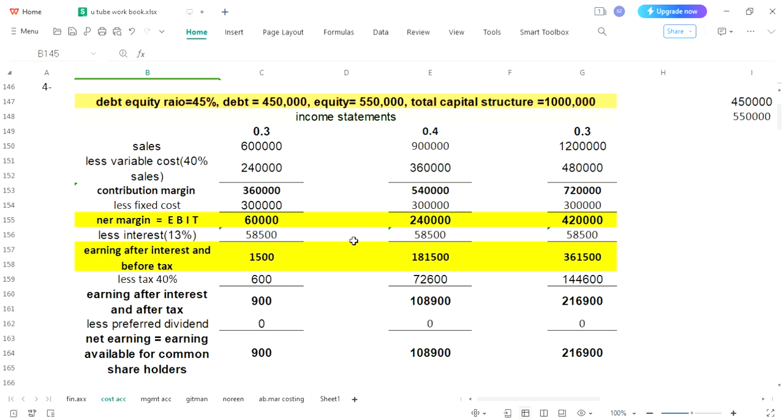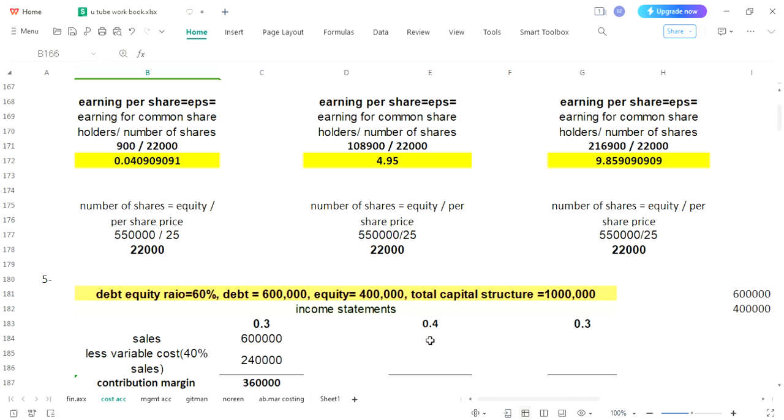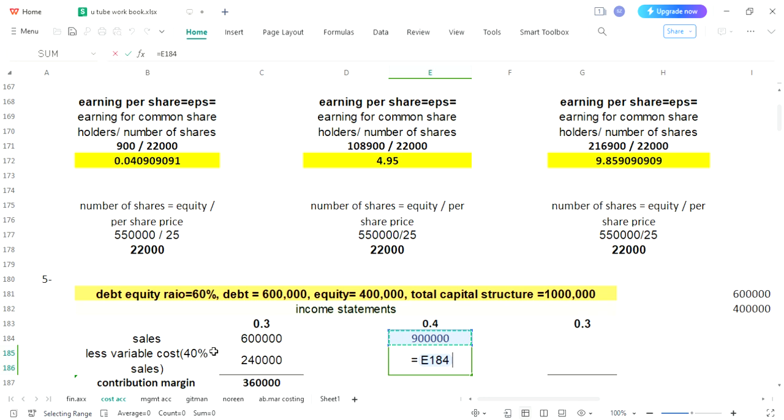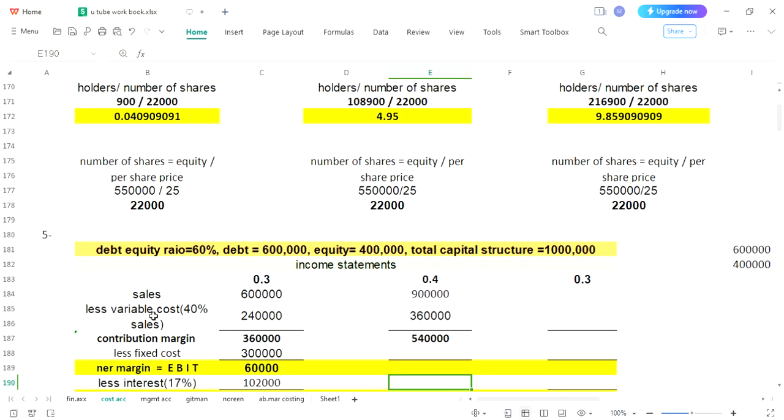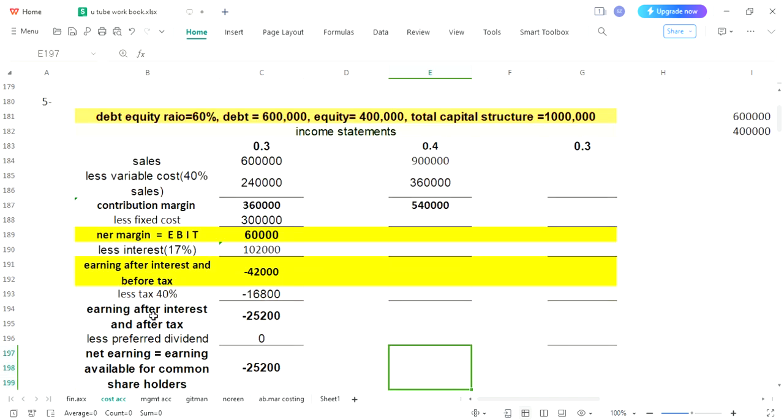So come over here and put your sale price as 9 lakh, after which you are open to calculate your variable cost, which is 40% of sales. Amount of sales we have imported, 9 lakh, and you will calculate 40% to get your variable cost. Contribution margin is now possible to calculate by subtracting variable cost from sales. 9 lakh amount of sales, subtract variable cost 3,60,000. So we have got our contribution margin.